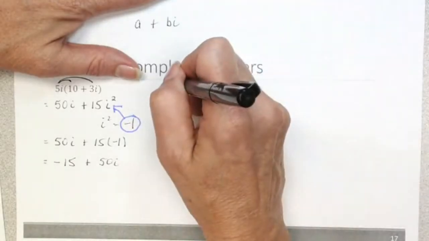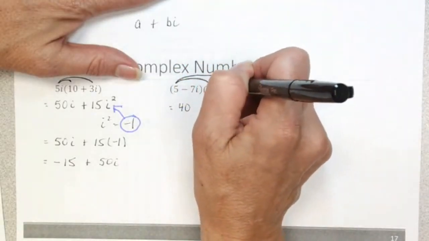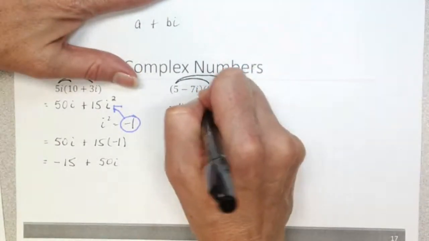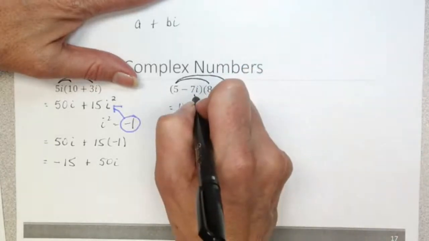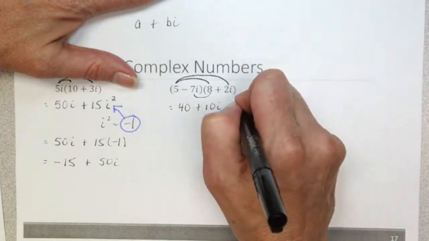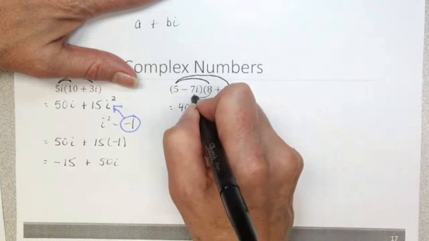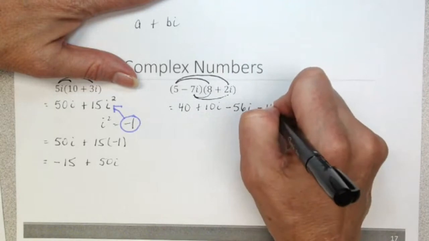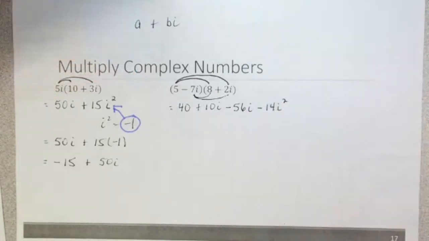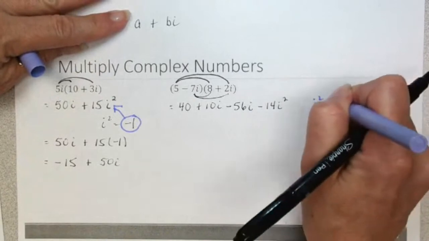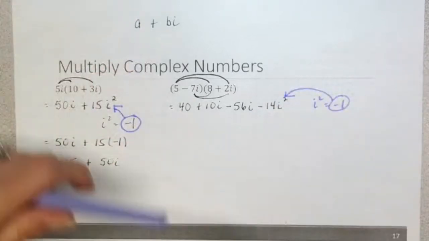All right, now let's multiply the first term of the first complex number with the second term of the second complex number, or 5 times 2i, that's positive 10i. Okay, now these middle terms, negative 7i times 8, that's going to be negative 56i. Okay, and then negative 7i times positive 2i is going to be negative 14i squared. Right? Now we need to clean this up a little bit, right? The i squared equals negative 1, so let's make that substitution.